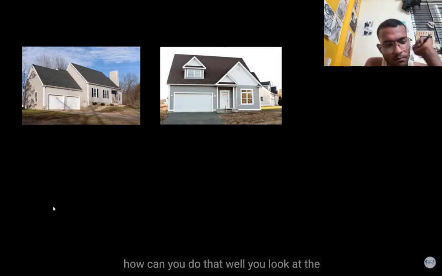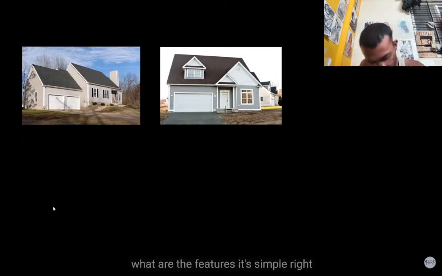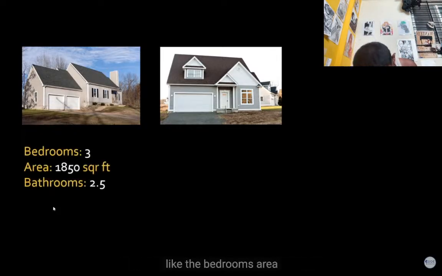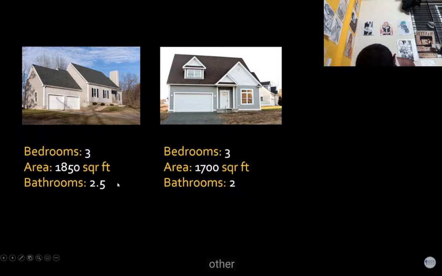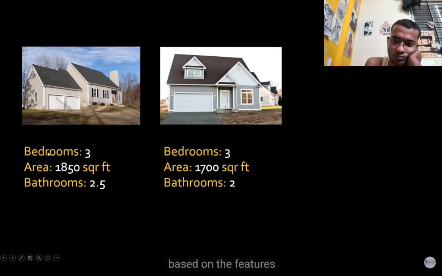Well, you look at the features of the home. What are the features? It's simple, right? Like the bedrooms, area, bathrooms, and so on. So if you look at these two homes, the bedrooms are same, area is almost same, 1700 versus 1850. Bathrooms are also kind of near to each other. So then we can say that these two homes are similar based on the features.